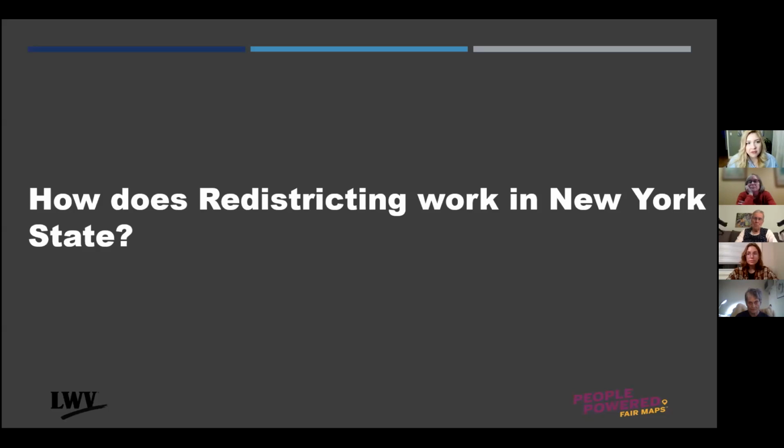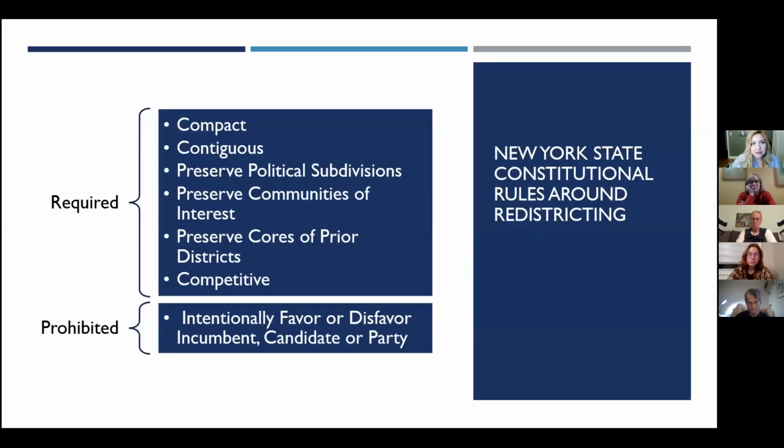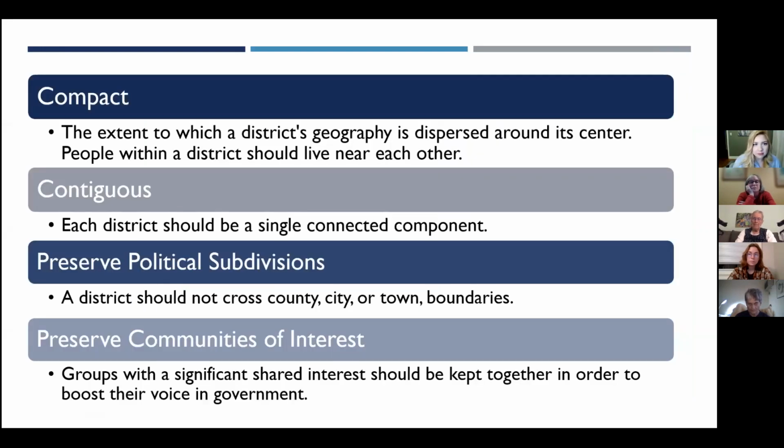So now that we have a synopsis of what the census turnout is, we can focus on how redistricting actually works in New York State. And when we're drawing district lines, we want to consider the following things. We want our lines to be compact. We want them to be contiguous. We want them to preserve political subdivisions. We want them to preserve communities of interest. We want them to preserve the cores of prior districts, be competitive, and not intentionally favor or disfavor an incumbent candidate or party. And this is required by our state constitution.